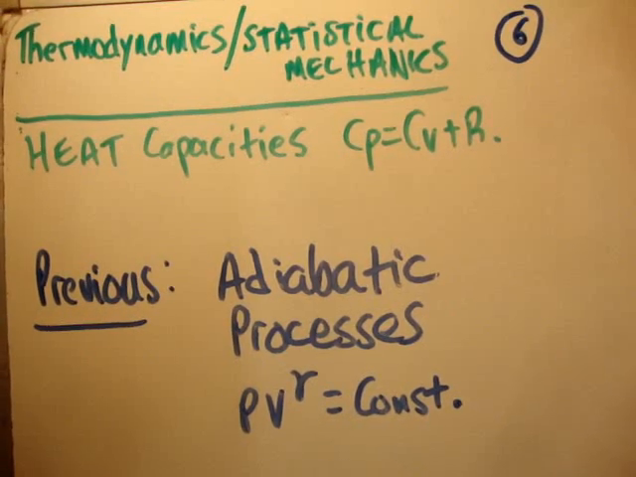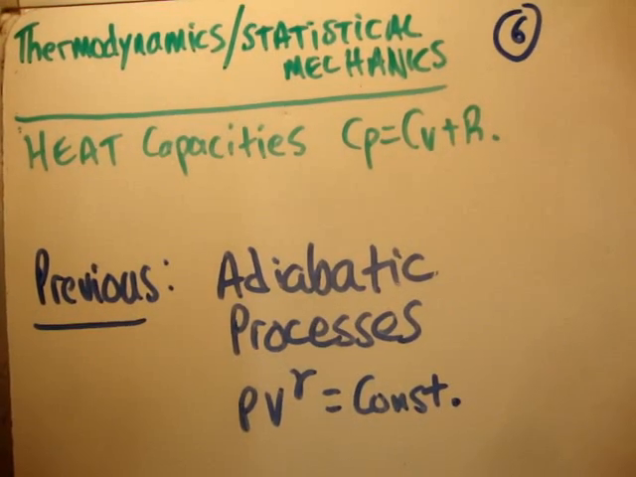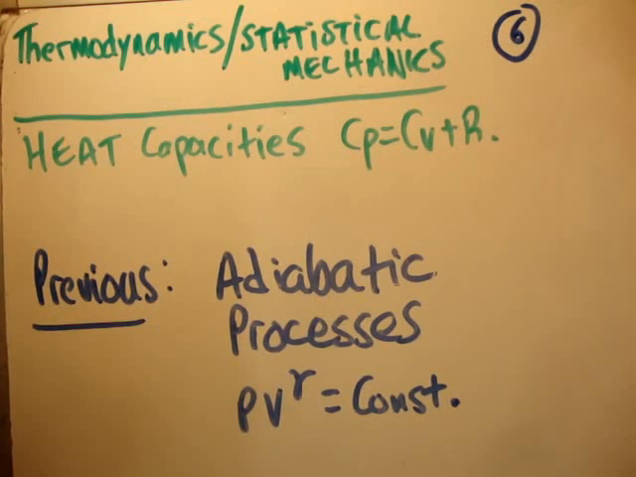Okay, in this video, I'm going to continue on with my tutorial videos on thermodynamics and statistical mechanics. This is video number 6, and I'm going to speak about heat capacities, or specific heat capacities if you want. The previous video to this is adiabatic processes, where I proved that PV to the gamma is a constant. However, that's not actually relevant for this particular video.